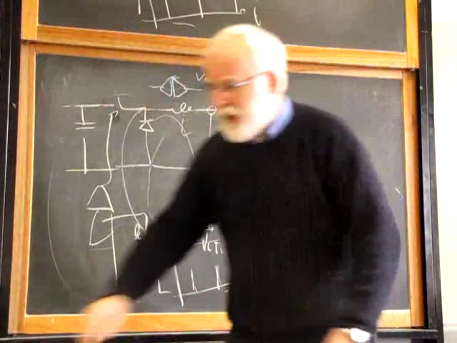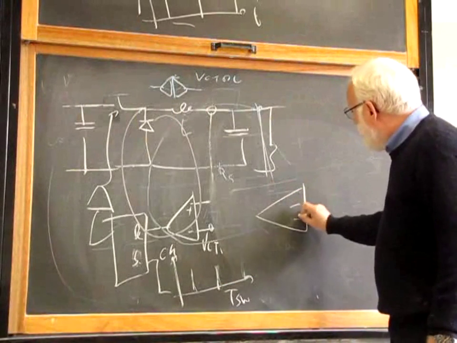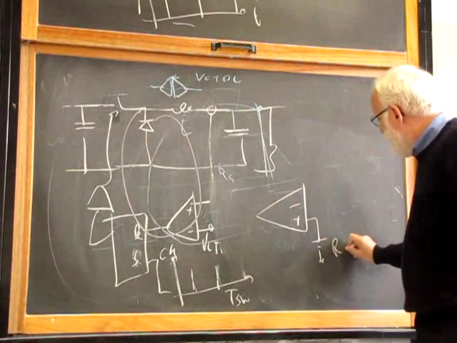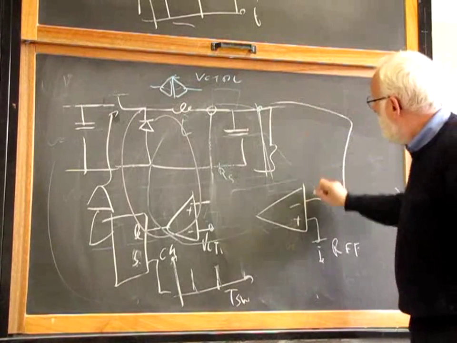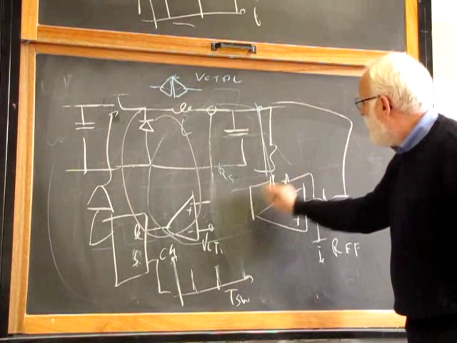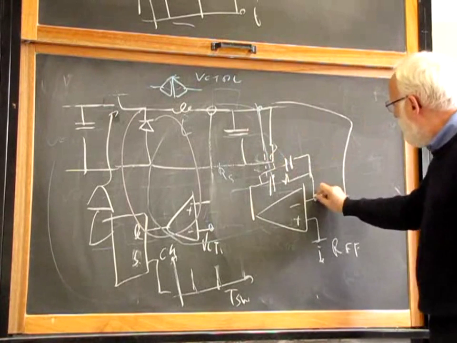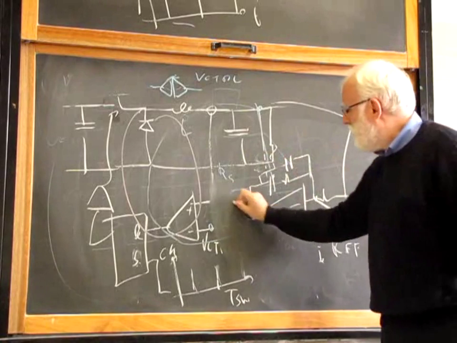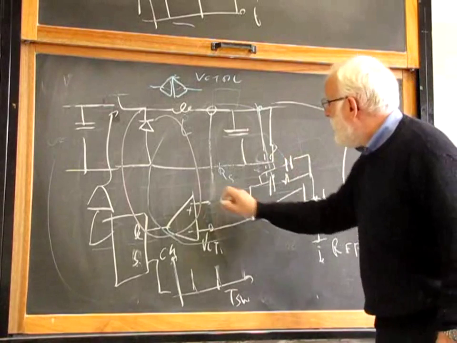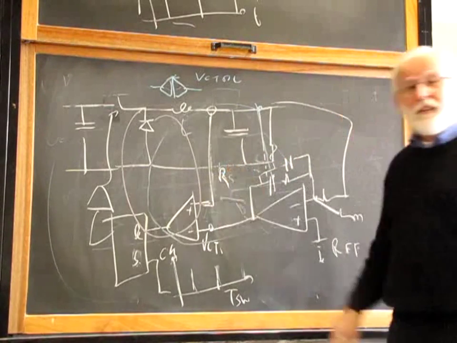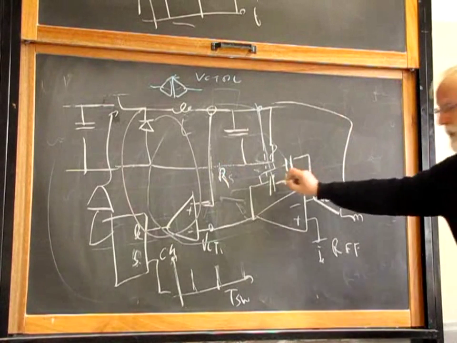Let me just redraw it a little bit to the right. This is the voltage amplifier. This is the reference voltage. Something like this, something like this, and this comes from RS. Okay? Everything is clear over here?